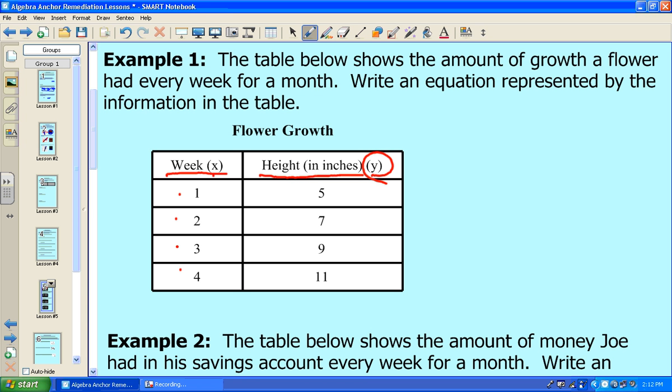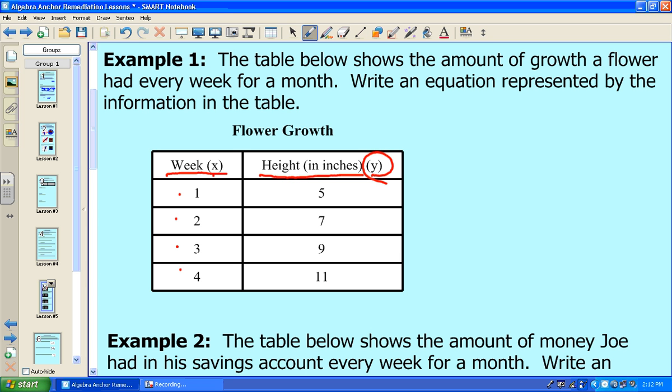What that means is after week 1, the plant was 5 inches high. Week 2, the plant was 7 inches high. Week 3, it was 9 inches. In 4 weeks, it was 11 inches tall. What we want to do is write an equation to represent the growth of this plant. And you're looking for patterns just like you did in the last section.